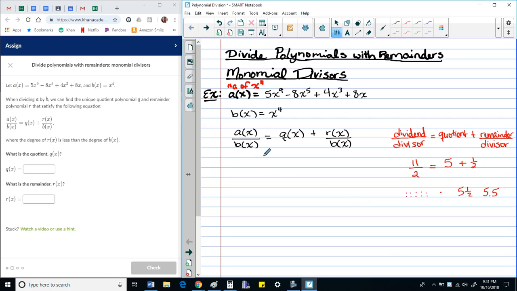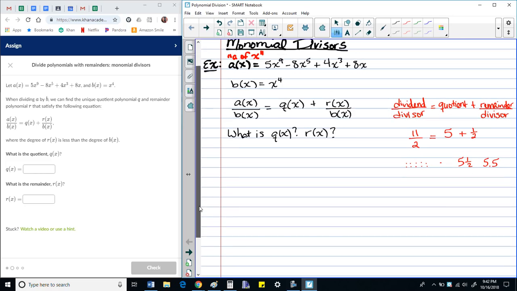All right, so back to this. Now it says, what is q of x? We haven't even written the full problem yet. q of x, and then I'm just going to put r of x, question mark. All right, so here's the question in a nutshell. Alrighty, so now we're going to try it out.